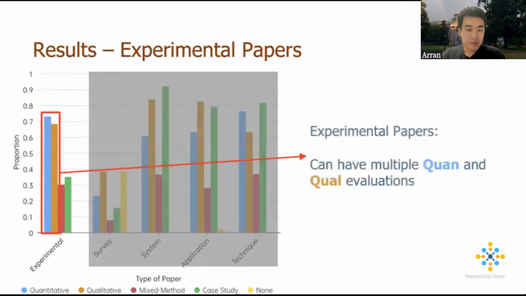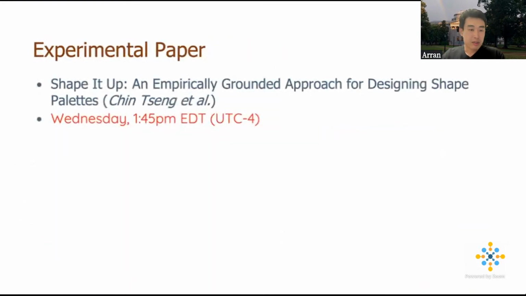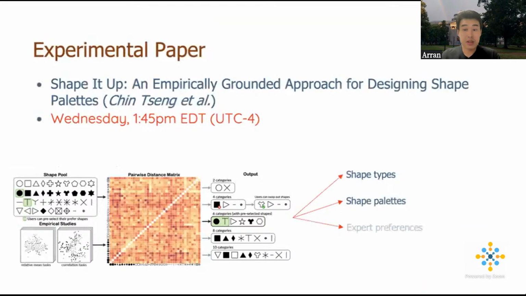First of all, for experimental papers, we can see these papers are likely to have multiple quantitative and qualitative evaluations as a whole. This is reasonable since experimental papers naturally need to understand various aspects of, for example, the efficiency of their designs. Let's see an example. This is one of our papers this year called Shape It Up. In this paper, we conducted 4 experiments to understand different aspects of shape encodings in terms of their effectiveness of palace design. And feel free to join the talk on Wednesday afternoon.